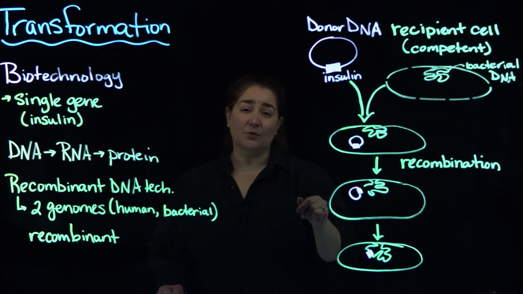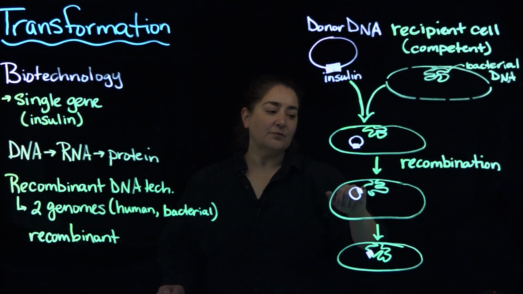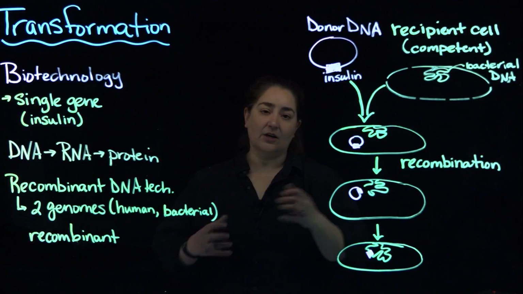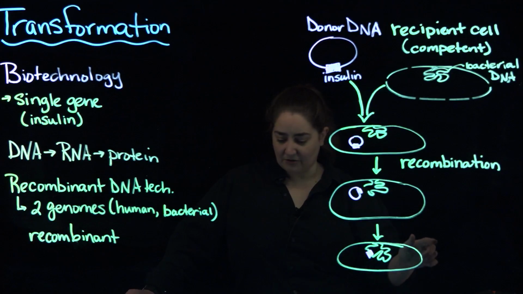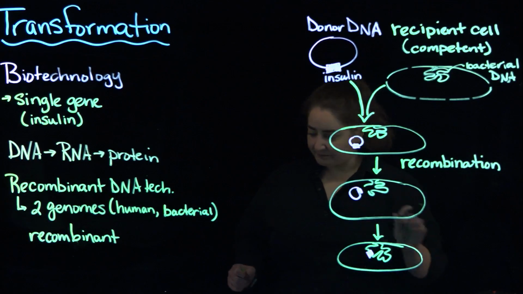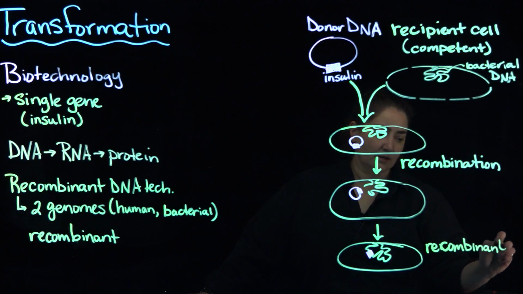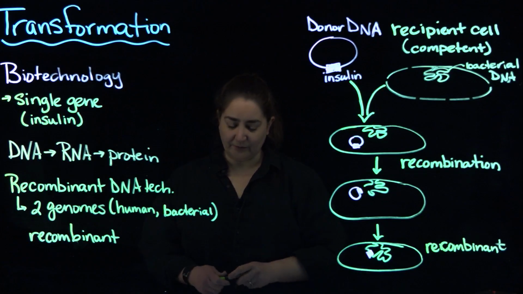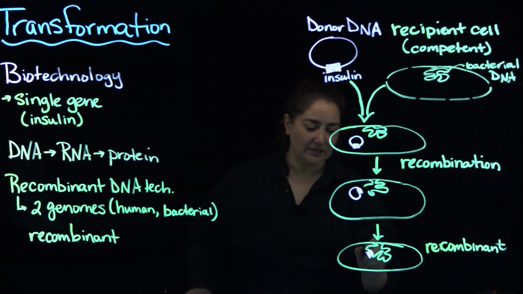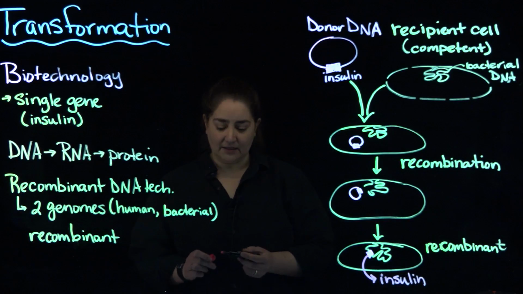But what can happen and what's more stable is if recombination happens. So if the bit of bacterial DNA opens up a little bit and takes up the insulin gene, this bacteria now is going to be our recombinant bacteria. And what's going to happen, that transcription and translation will happen, and it's going to pump out lots of insulin. It's going to make lots of that insulin protein.